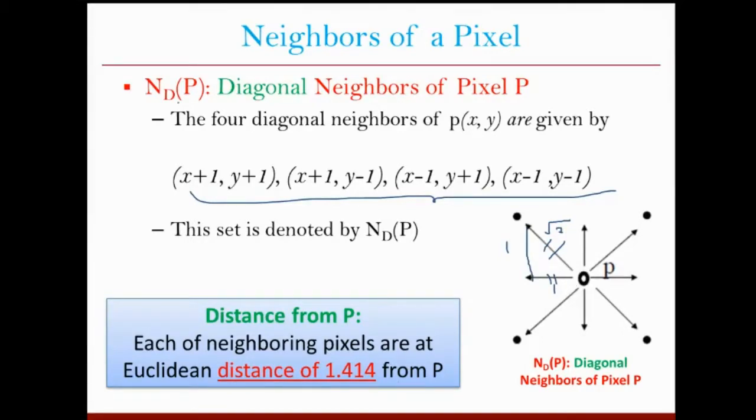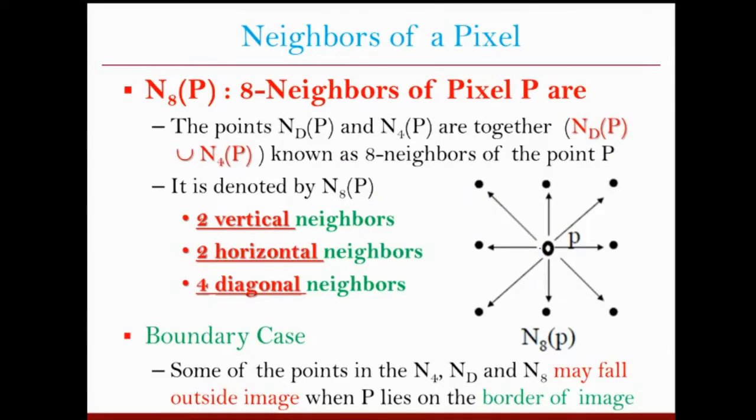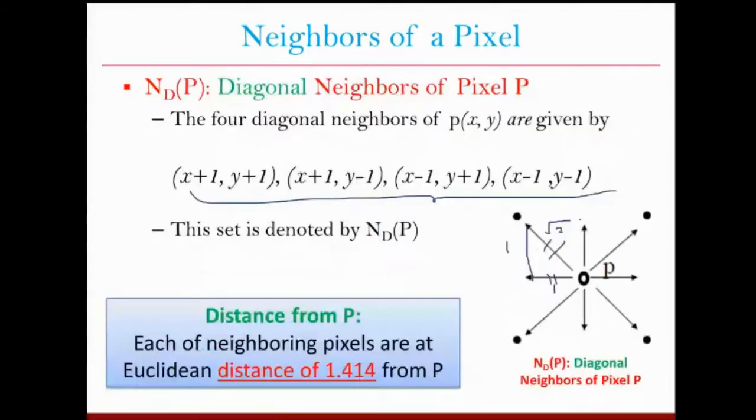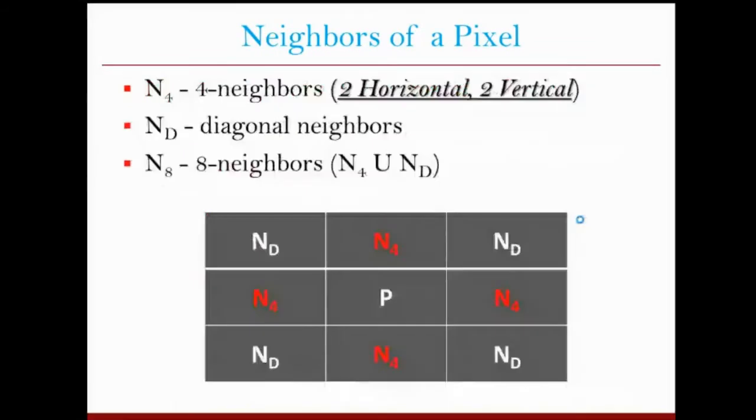So you'll see that in case of nd, any neighbor for a given point is 1.414 distant. Okay. In case of 8 neighbors, you will have 2 vertical, 2 horizontal, and all 4 diagonal neighbors. Some of the neighbors will have distance 1, and the others, which are at the diagonal, will have distance root 2, which is 1.414. Okay. If you put all the definitions here, with respect to P, your N4 will be here, here, here, and here, and ND will be at the diagonals.